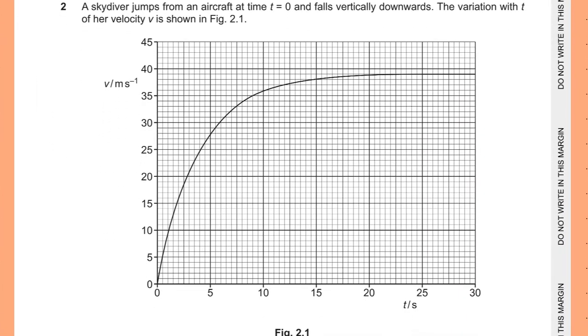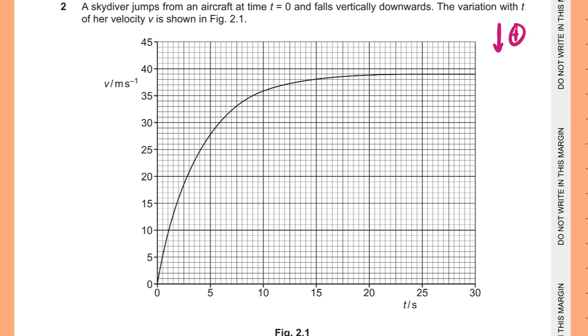Question number 2. A skydiver jumps from an aircraft at time t equals to 0, falls vertically downwards. Variation with t of her velocity v is shown. Okay, so also with questions related to graphs, it often helps you, especially in questions related to momentum or maybe forces, that if you figure out the sign convention. Now, if you look at the prompt of this question, this is falling vertically downwards from the get-go. And all of these velocities are positive, so this means that the examiner has taken this sign convention that downwards is positive in this case.